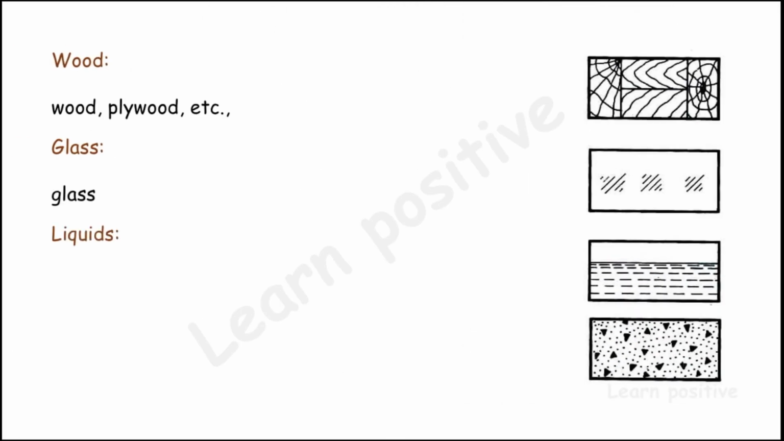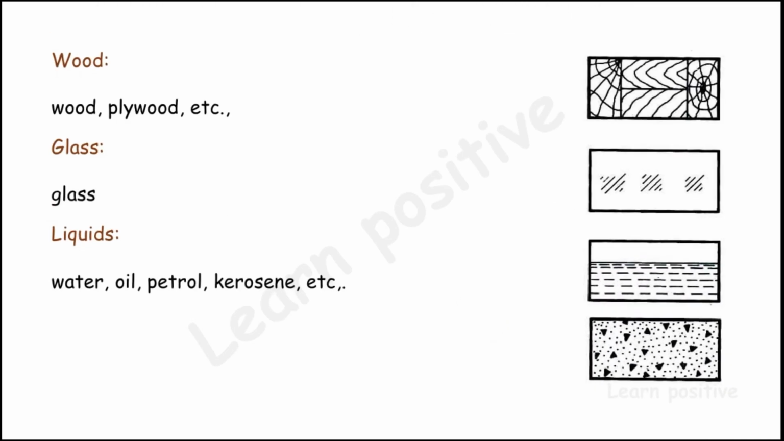And then the third one is liquid. For the liquid, like water, oil, petrol, kerosene, etc., we are going to hatch the reservoir of this liquid storage areas. So liquid storage areas are represented with this kind of hatching lines. It looks like partially filled by a liquid, for example about 60% of the tank is filled up. So like this we are going to use the section for the liquid areas.